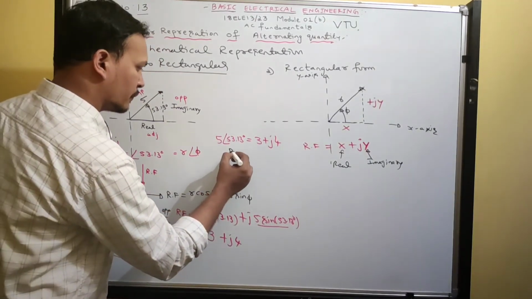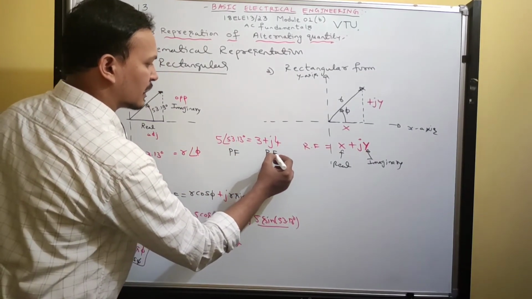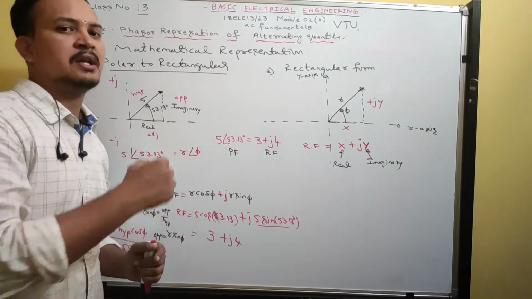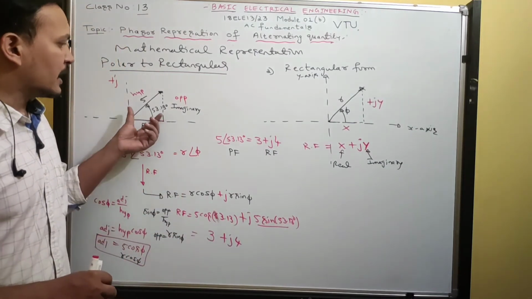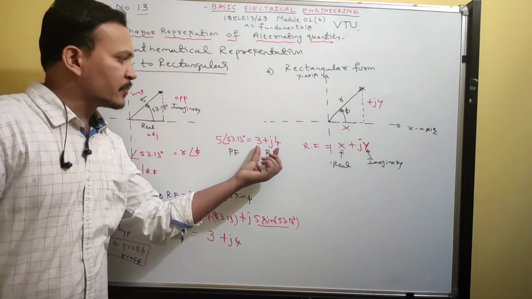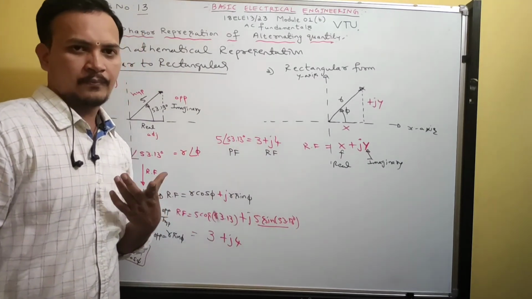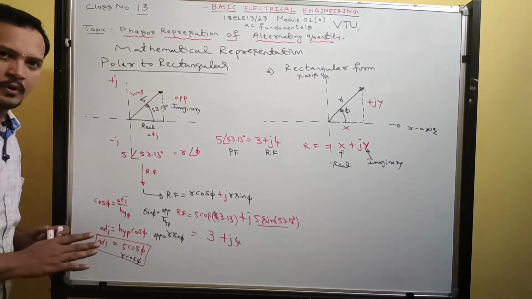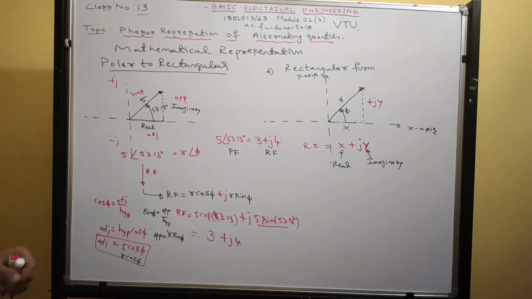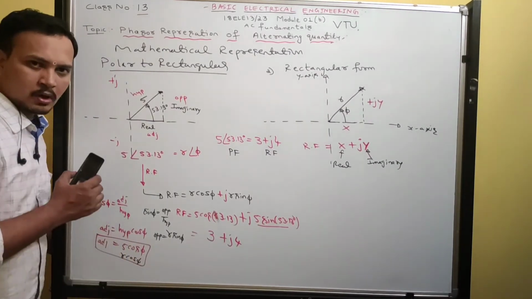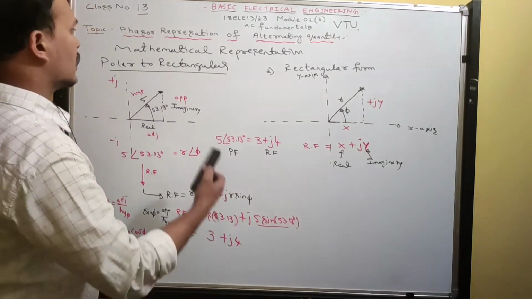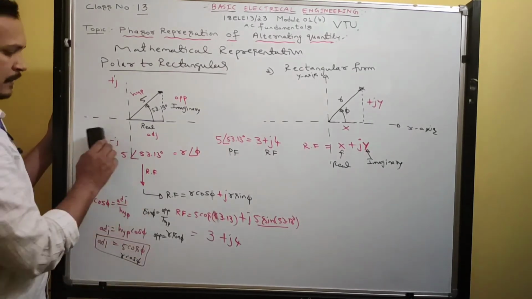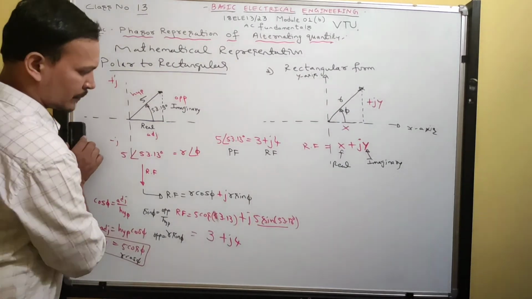So this is in polar form and this is in rectangular form. Both give the same meaning, but the way of representing the phasor is different. Here I represented the phasor in polar form, and here in rectangular form. Got it? This is the way to convert polar to rectangular. Pause the video and copy down. Next, I will explain how to convert rectangular to polar.